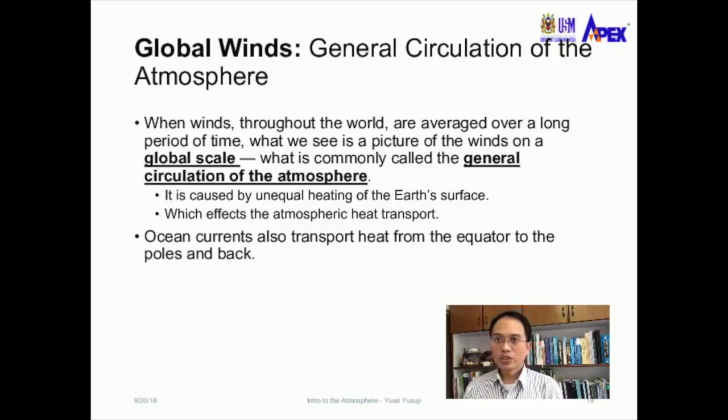Now, the general circulation of the atmosphere is caused by unequal heating of the Earth's surface, such as the unequal heating of the north and south latitudes. And this unequal heating causes atmospheric heat transport that creates the general circulation of the atmosphere. In a similar pattern, ocean currents also carry heat from the equator to the poles and back because of this differential heating between the two poles.